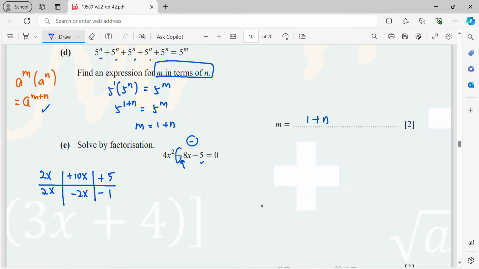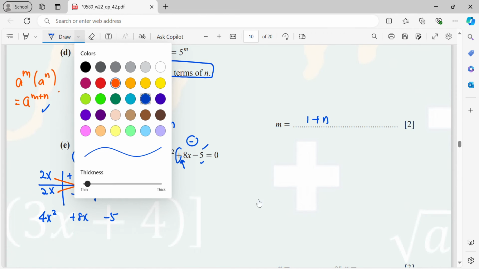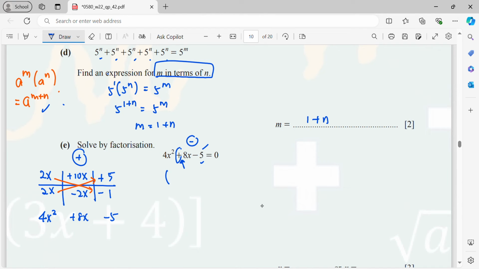So when you multiply the first column, it will be 4x squared. Multiply the last column, that is minus 5. The middle column, you add, so then it is plus 8x. So same function here. And now for the final answer, just cross multiply to get the factors. So here we have two factors. The first factor will be 2x plus 5. Second factor is 2x minus 1 equals to 0.